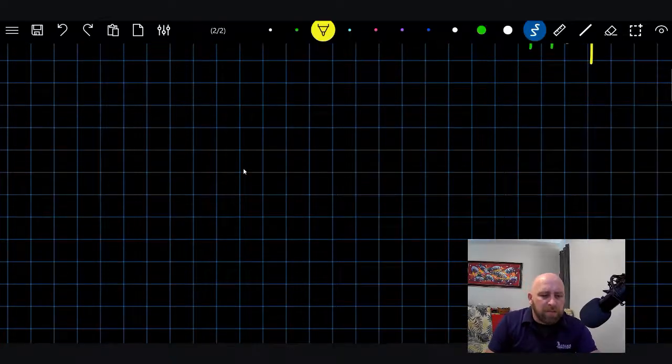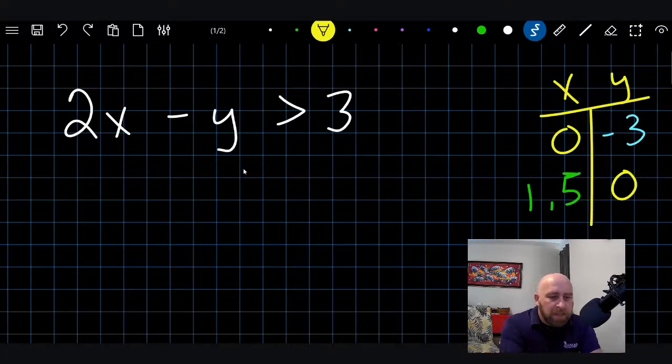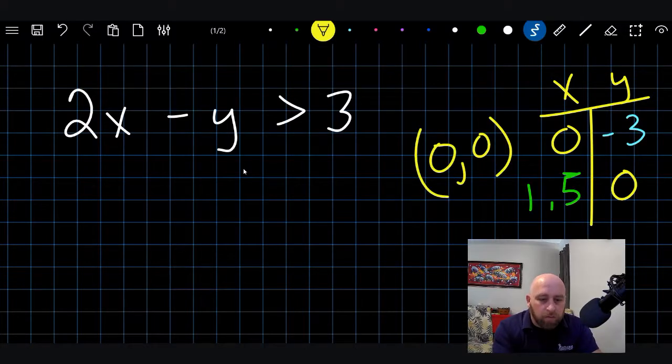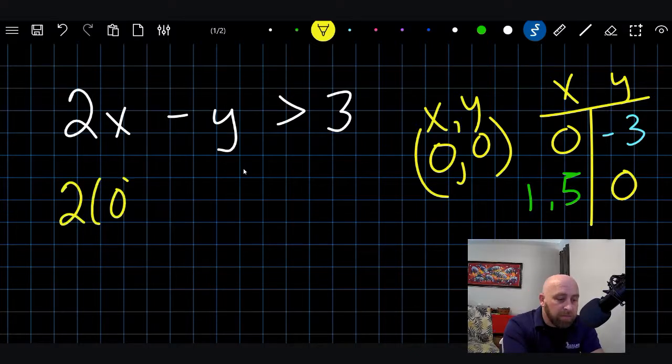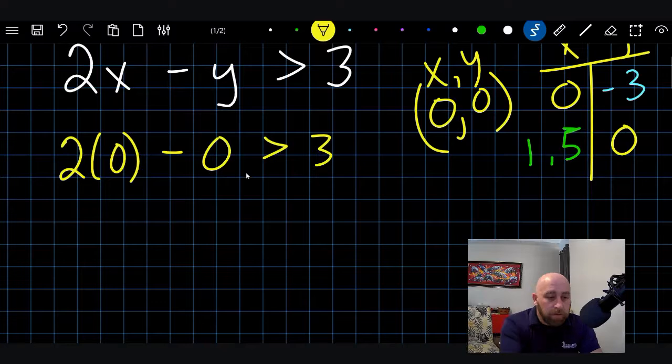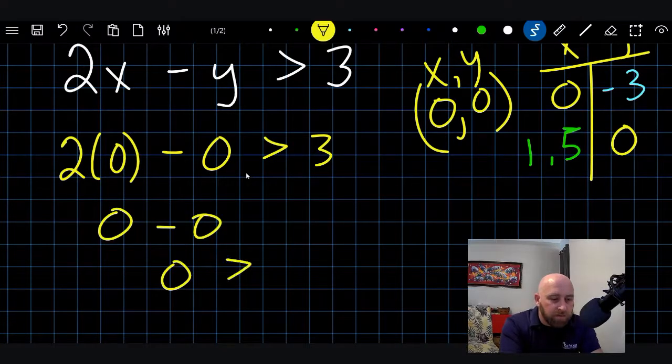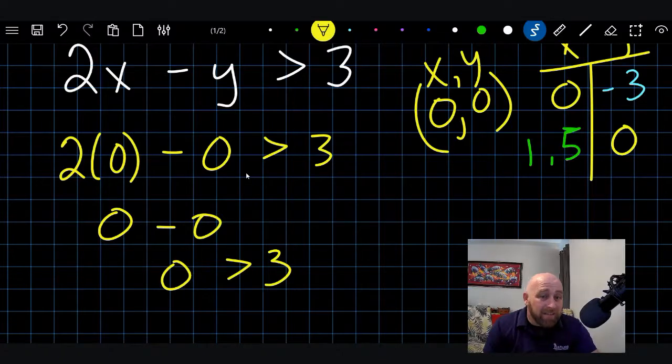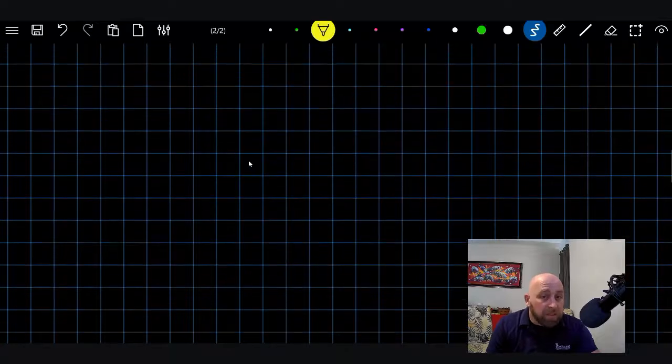All right, so what does that mean, test the point? Well, let's go back up here, and let's just put in 0, 0. Or in other words, 0 for the x and 0 for the y. That's what we want to put in. So 2 times 0 minus 0 is greater than 3. Well, what is 2 times 0? 0 minus 0 is greater than 3. Is 0 greater than 3? No, it's not. So what does that tell us?